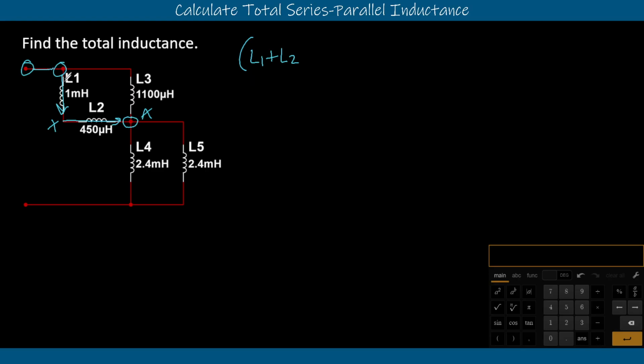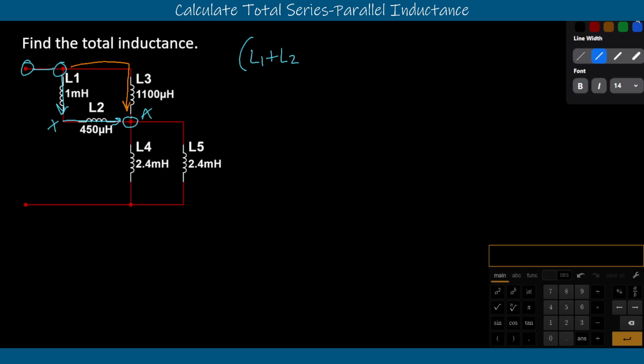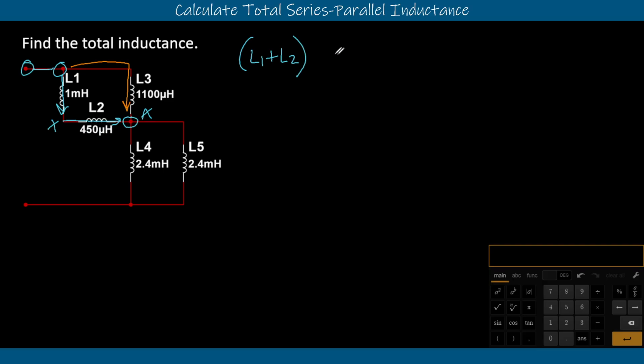We can go from the L1 and L2 branch, or we can go down the L3 branch, which means that L3 is in parallel with the series of L2 and L1. And so we'll make sure that those two are put into a series parallel combination. So we'll say that this is in parallel with L3. We want to do all of this combination innermost parenthesis first. So add L1 and L2 together and then put that number in parallel with L3.